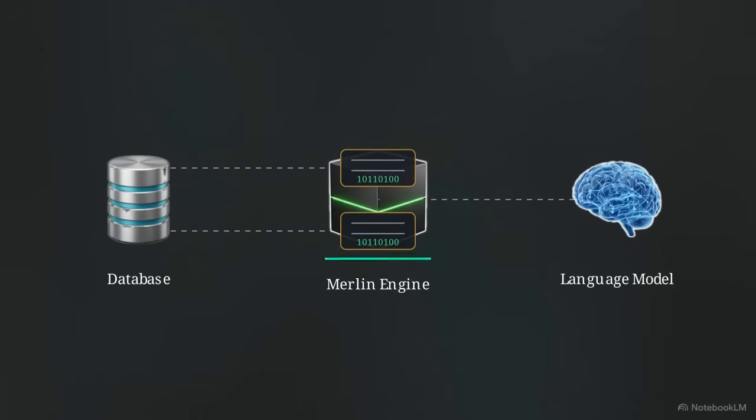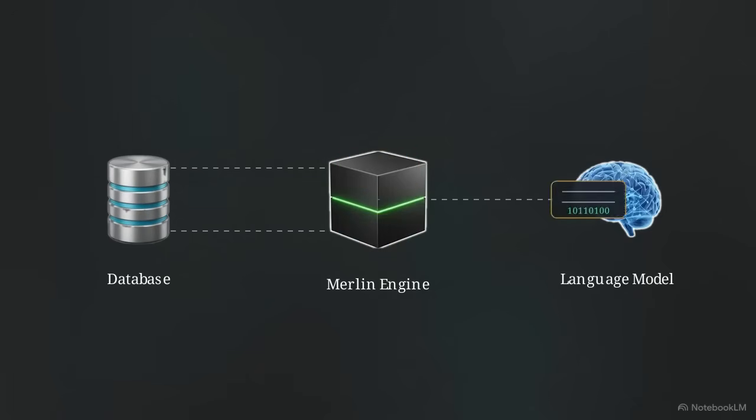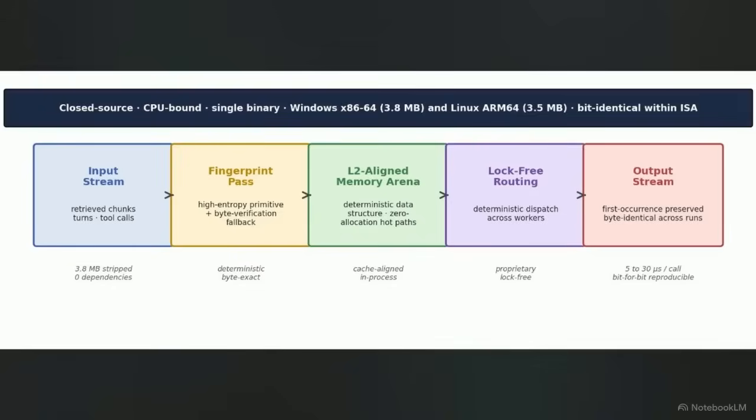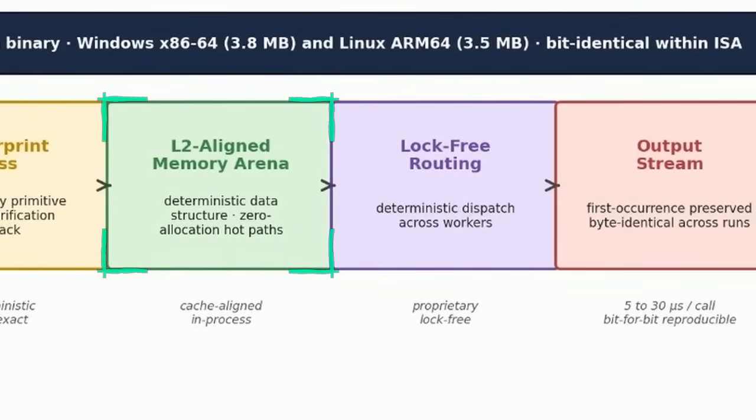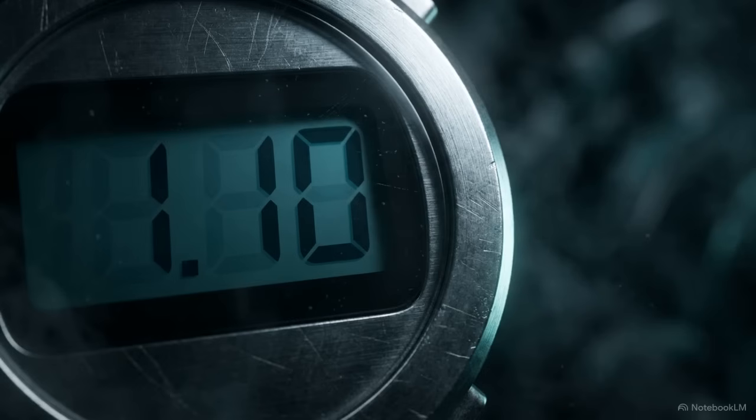If two chunks of text match perfectly, down to the final byte, it deletes one of them before the prompt is ever assembled. This diagram maps the engine's architecture. Data moves through 5 stages, from ingestion to lock-free dispatch. Zero machine learning happens here. By skipping bloated languages like Python, data routes directly through an L2-aligned memory arena, where multiple processor cores sort text simultaneously. Processing a standard retrieved payload through the system takes a median time of 1.10 microseconds.